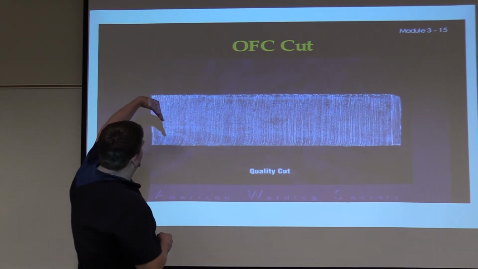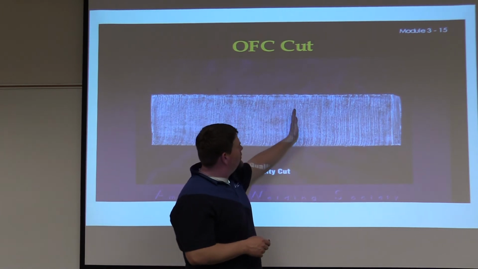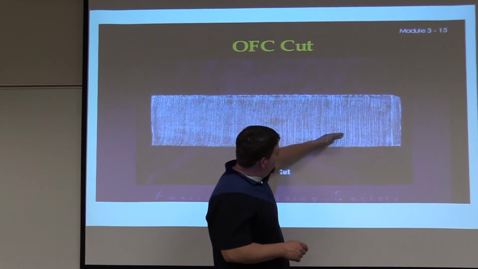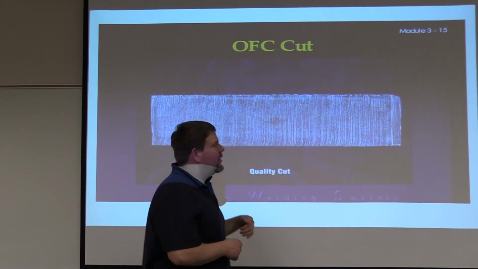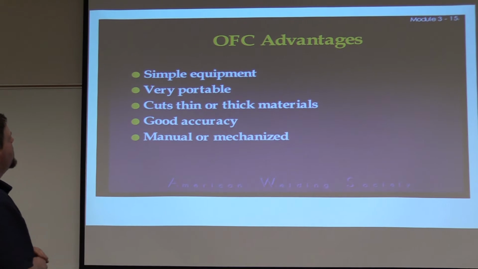You start getting into a tapered position where you're taking your cut like this. These lines start to turn this way. They can also come down here and start to preheat and kind of dip in and gouge and run down that back plate. You want to make sure you're using that at a straight 90-degree angle for a good quality cut. Advantages: simple equipment, very portable, cuts thin to thick materials.